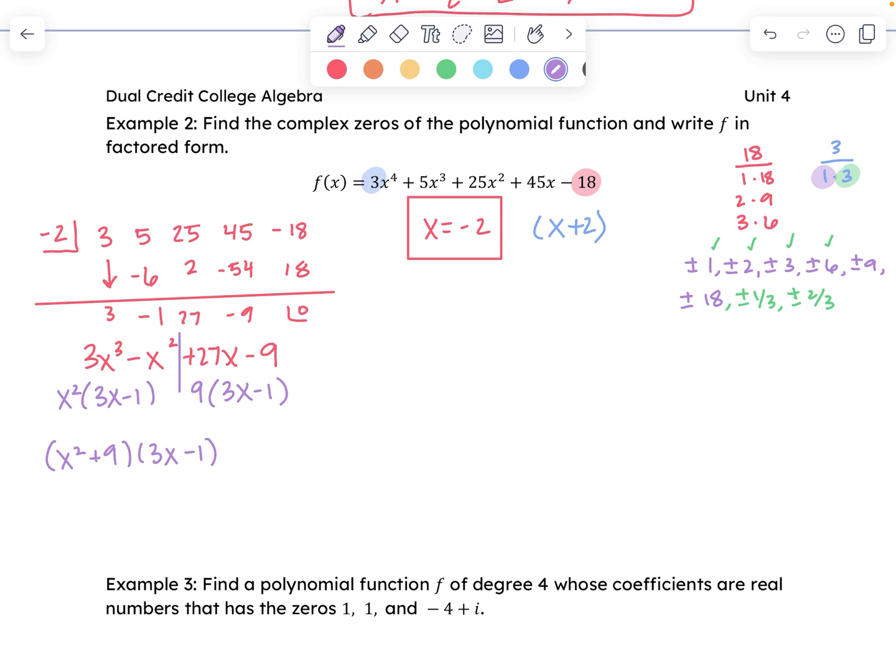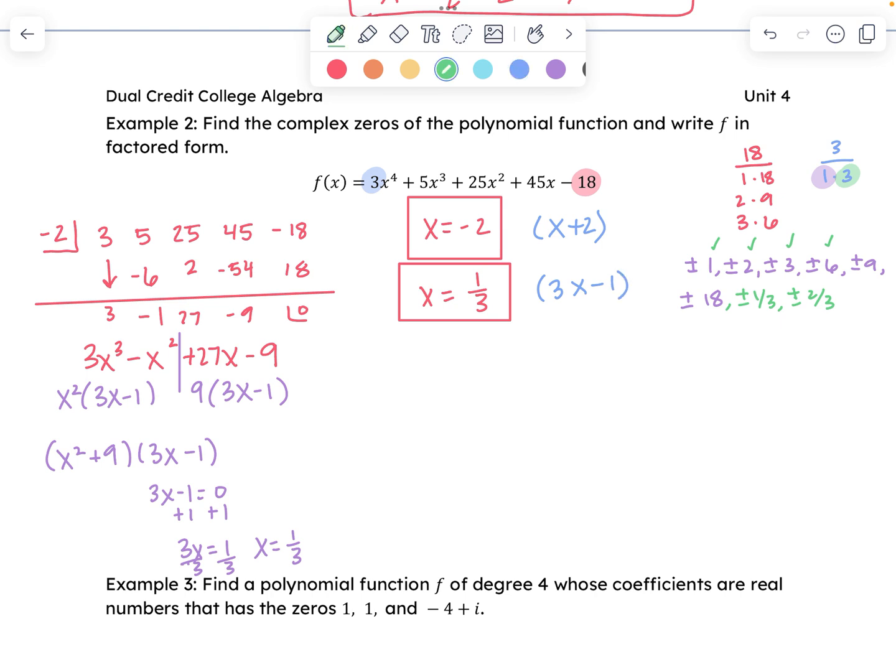So if I have the 3x minus 1, when I set that equal to 0, I'm going to add 1 to both sides. So 3x equals 1. And then divide by 3, and I get x equals 1/3. So I can come over here and say x equals 1/3 is another one of my answers. And the parentheses that would go with that is the 3x minus 1 for when it comes time to write it in factored form.